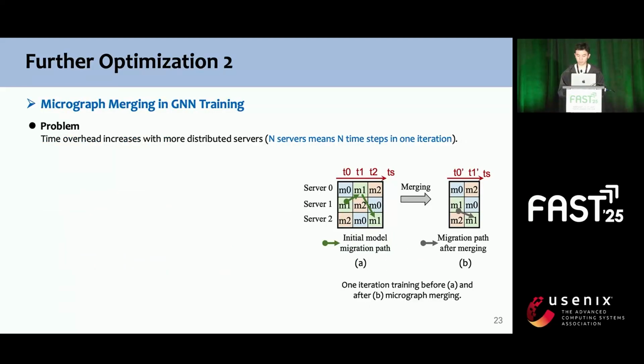Second, when the cluster scale is large, an iteration involves more time-step computation and synchronization, leading to increased time overhead. For example, 3 servers require 3 time steps to complete one iteration of training, as shown in Figure A. To address this, we propose the micrograph merging technique, which reduces the synchronization time overhead between time steps by merging some groups of micrographs. After merging, an iteration of training requires only 2 time steps, as shown in Figure B.